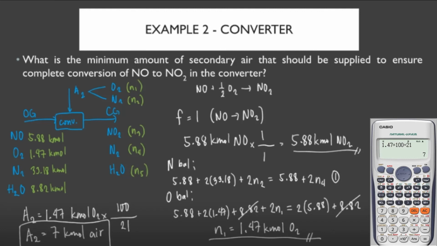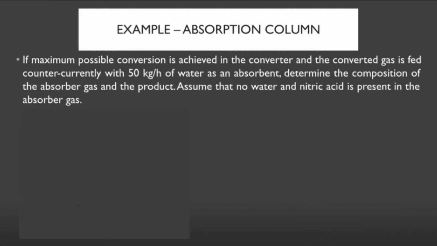Let's now consider the last part of the process, the absorption column. This is a continuation of the previous two problems. If maximum possible conversion is achieved in the converter, and the converter gas is fed countercurrently with 50 kilograms per hour of water as an absorbent, determine the composition of the absorber gas and the product. Assume that no water and nitric acid is present in the absorber gas.